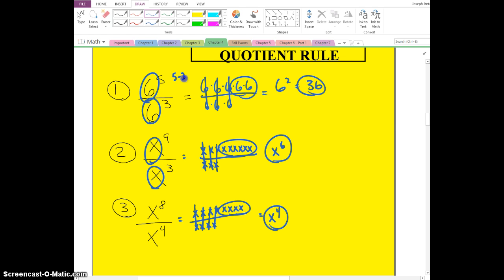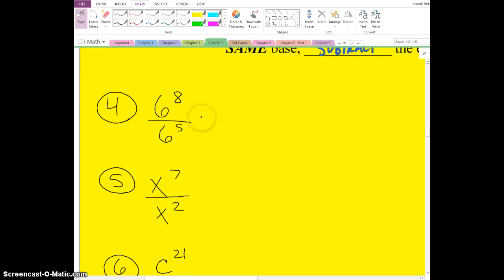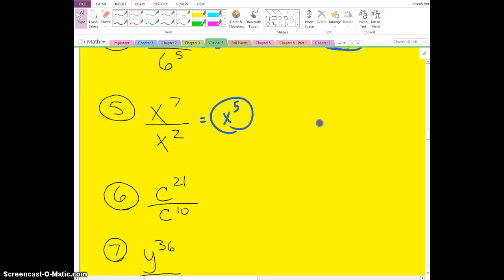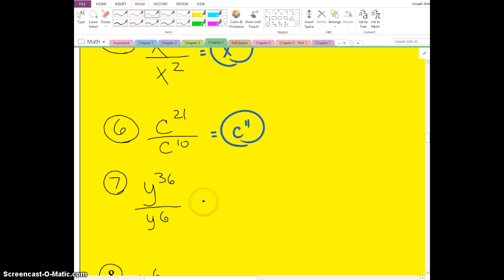We simply say, oh, 5 minus 3, that equals 2, 9 minus 3, that equals 6, and 8 minus 4 equals 4. So very simply, for number 4, we would just say, oh, well, 8 minus 5 equals 6 to the 3rd. If we multiply that out, we get 216. 7 minus 2 gives us x to the 5th. C to the 21st divided by c to the 10th: 21 minus 10 gives us c to the 11th. 36 minus 6 gives us y to the 30th. And so you see, there we have it.